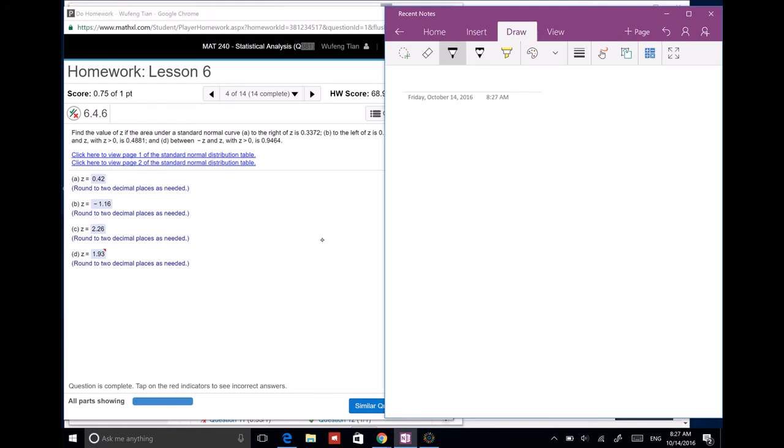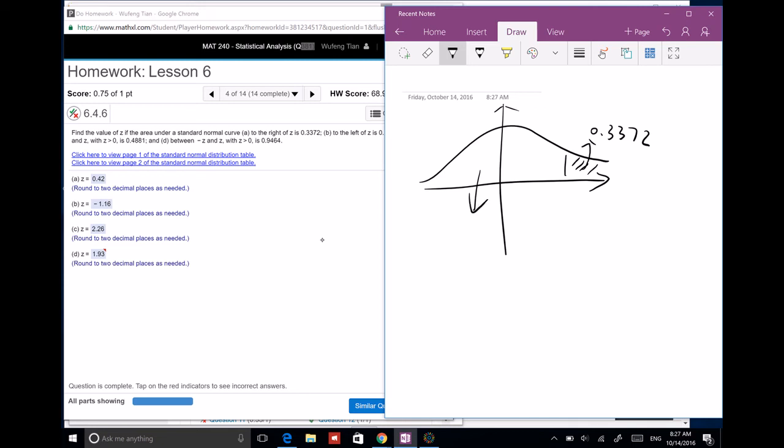The first one is the normal curve to the right of 0.3372. You know the area. The table gives you the area to the left. So the left area will be 1 minus 0.3372, which equals 0.6628. Okay, so now this is the left area. We're going to find this value and the corresponding z-score. Since it's bigger than half, it's positive.